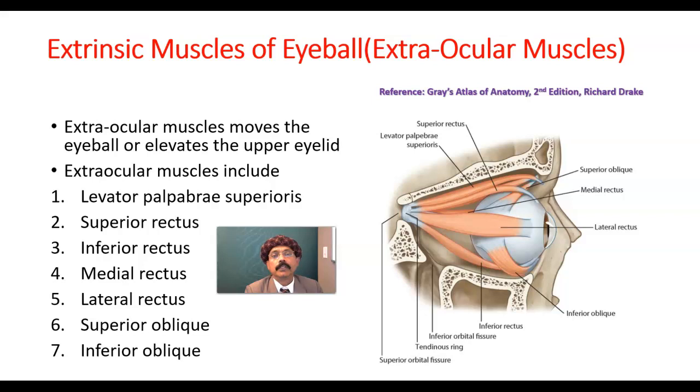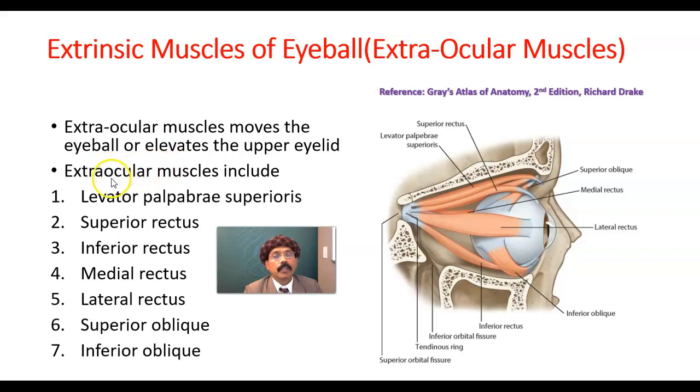We have two sets of muscles in the orbit: extraocular muscles and intraocular muscles. We discussed previously the intraocular muscles that regulate the diameter of the pupil as well as accommodate the lens for vision. Today we'll discuss the extraocular muscles. The extraocular muscles move the eyeball or elevate the upper eyelid.